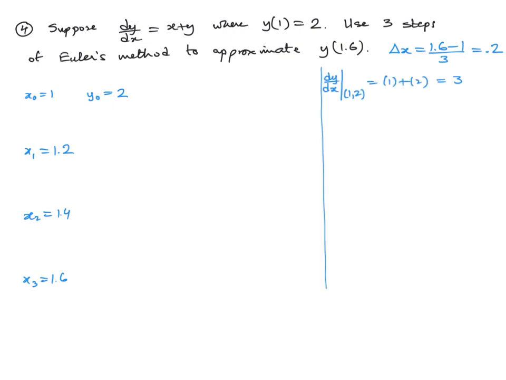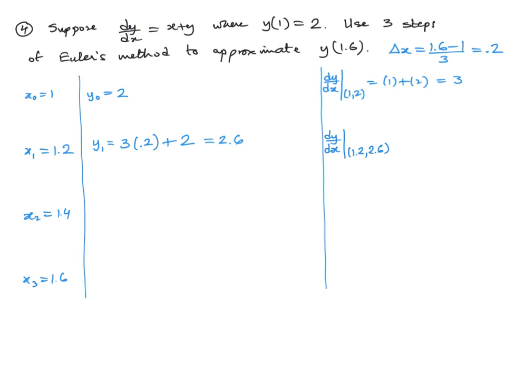So I start by plugging the 1, 2 into the differential equation. So dy dx evaluated at 1, 2 would be, well, x was 1 and y was 2, so add those two up and I get 3. So I now know that the slope of the tangent line at this original point 1, 2 is going to be 3. So I take that slope, multiply it by the step size, the delta x, and add on the old y-coordinate to get the new y-coordinate. So I've now discovered that the x1 is 1.2 and the y1 is 2.6.